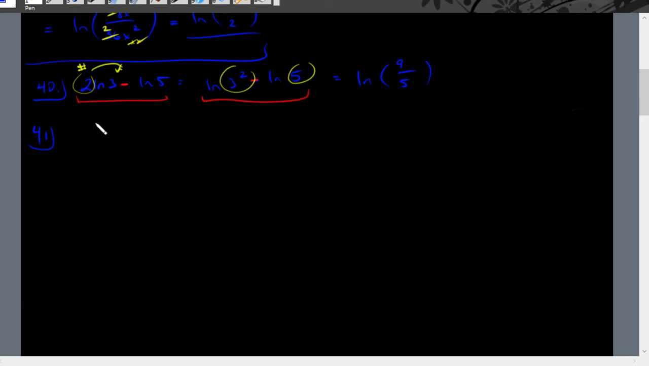This will be the last problem in this section, and then we'll move on to 42 through 45. So, this is a complicated problem.